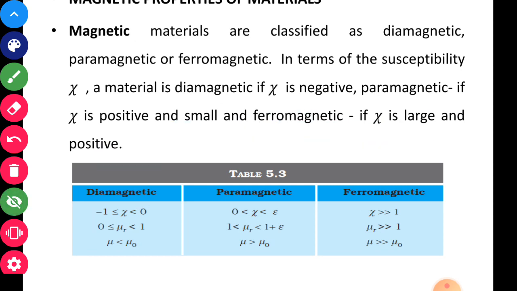You can see for paramagnetic it is 0 less than chi, less than some value. That is a small value for paramagnetic, and chi is very large for the ferromagnetic substance. Now we shall talk about diamagnetism.